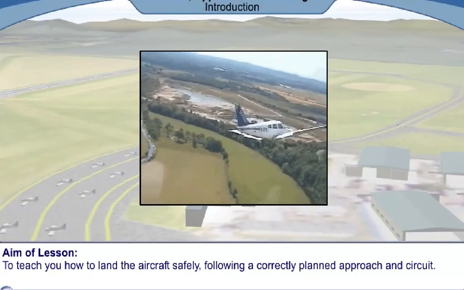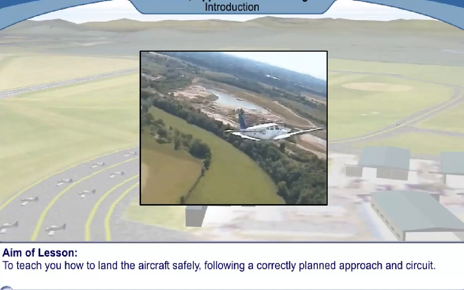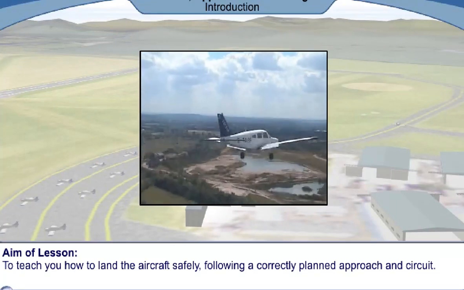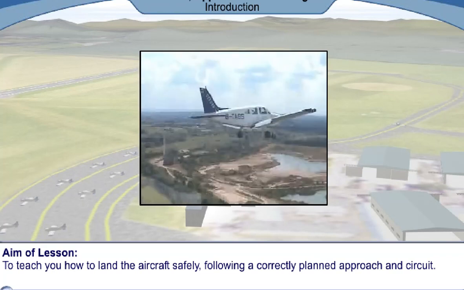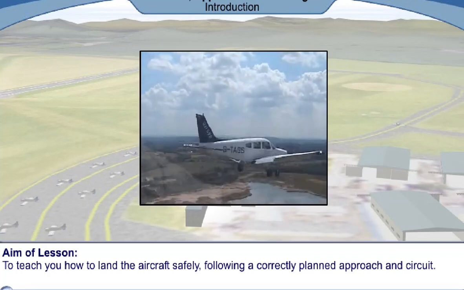The aim of this lesson is to teach you how to land the aircraft safely, following a correctly planned approach and circuit. We'll also be teaching you standard circuit rejoining procedures. When you first saw an aircraft land, you probably thought that the procedure looked difficult and maybe even dangerous.